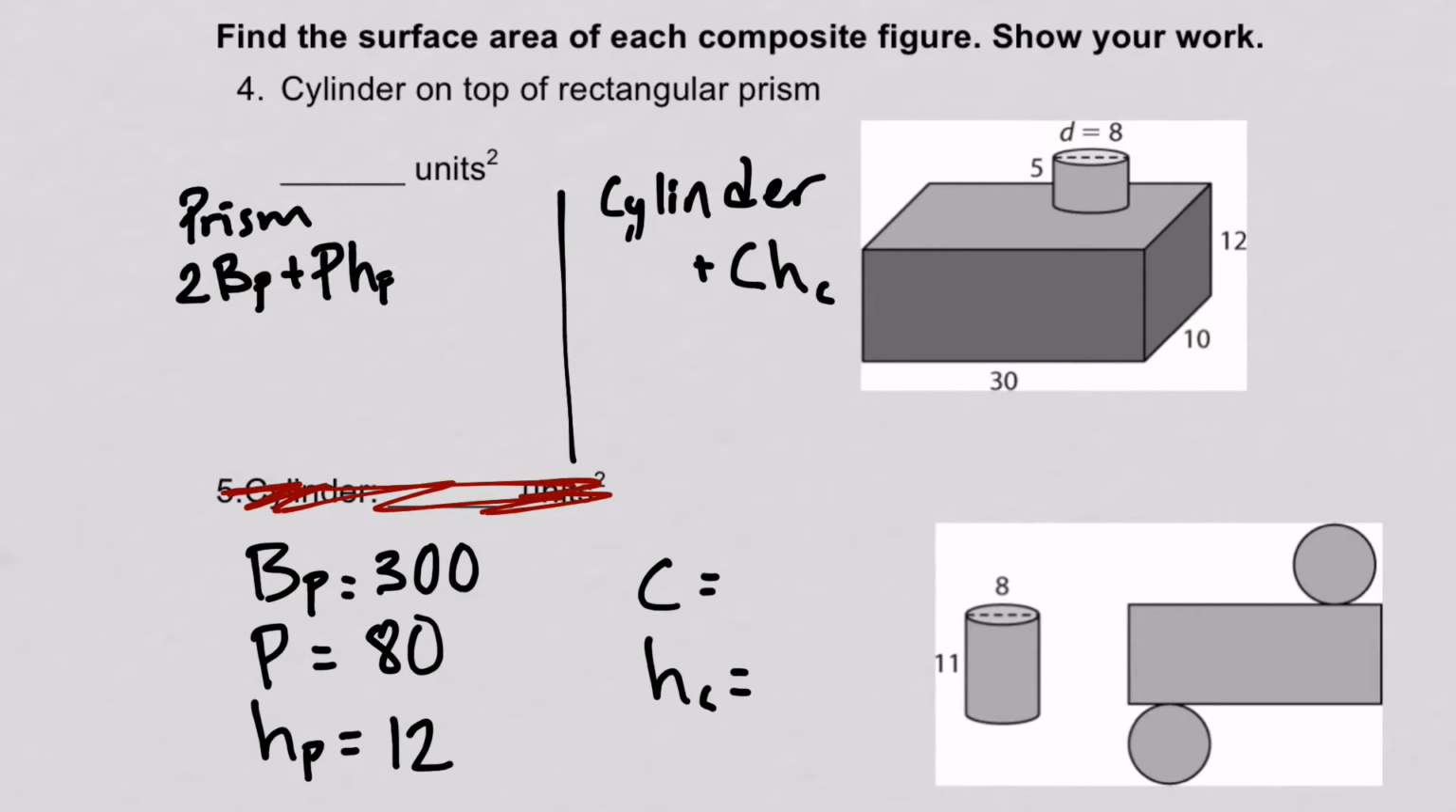The circumference of the cylinder: the formula for the circumference, if you remember, is 2 pi r. And r in this case is not 8, right? The diameter is 8, which means that the radius is 4. So 2 pi 4, which is 8 pi. Let's just write 8 pi there. And finally, the height of the cylinder is 5.